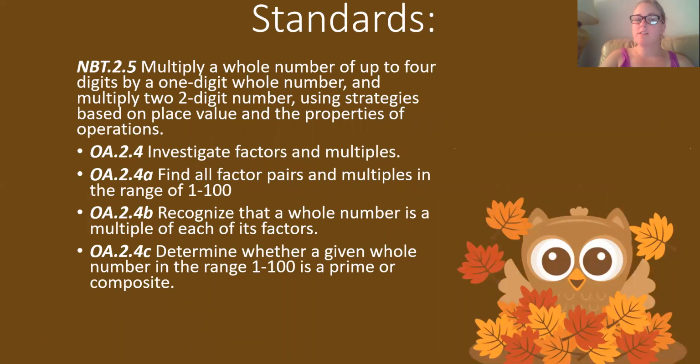The standards we're going to work on this week are to multiply a whole number of up to 4 digits by a 1-digit whole number and multiply 2-digit numbers using strategies based on place value and the properties of operations. There's a couple substandards that we need to focus on. We're going to investigate factors and multiples, which we've all been learning about in athletics, so that's not new. Find all factor pairs and multiples in the range of 1 to 100. Recognize that a whole number is a multiple of each of its factors, and determine whether a given whole number in the range of 1 to 100 is prime or composite.